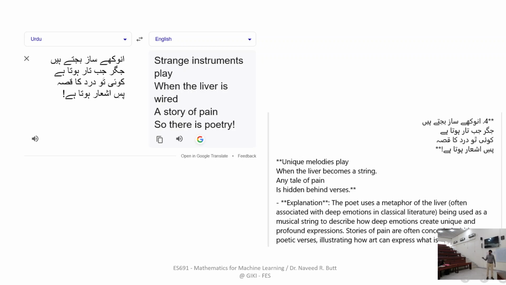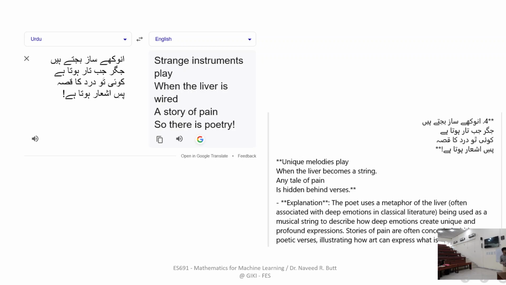"When the liver is wired", तार लगा दी। "That guy really, when the liver becomes a string", बचता है ना, जिगर जब तार होता है। "So a story of pain". So there is good, ये तो अगर कोई छोटा बच्चा बोल रहा है, कोई ताल्लुक नहीं है जुमलों का, right? Because it thought that it's not पसे अशार, it thought it's पस अशार, पस means so in Urdu, पर उसको समझ आ गई है. Right, that's the power.